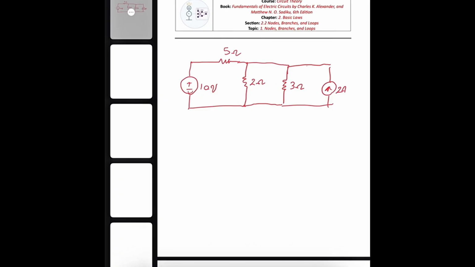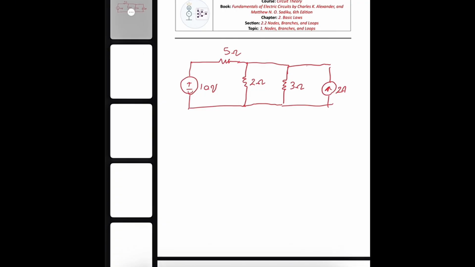Today's topic is very important. We will talk about nodes, branches and loops in electric circuits. What is a branch? A branch is any circuit element like a resistor, a current source or a voltage source.